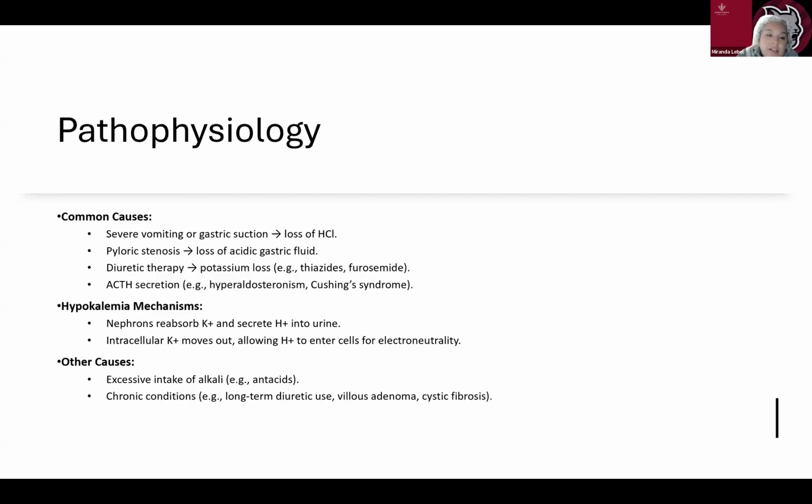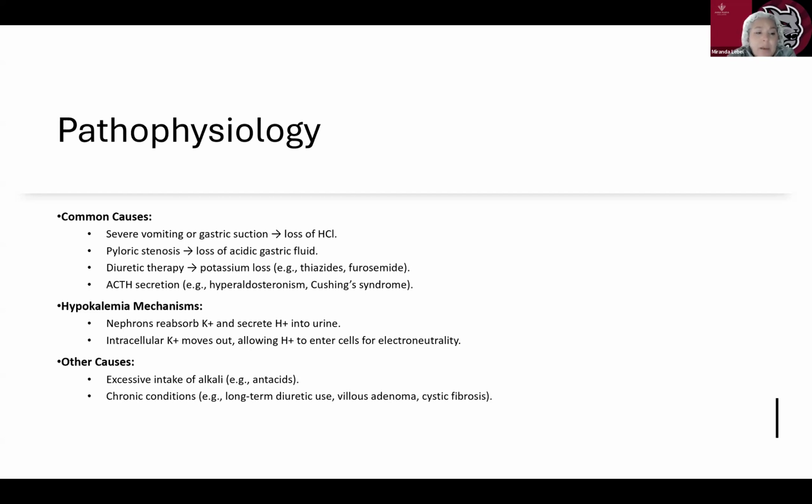So, a common cause here is going to be severe vomiting or gastric suction. When you measure the gastric contents of a patient who is intubated and sedated, you need to put those gastric contents back in because you don't want to disturb that hydrochloric acid. A pyloric stenosis can cause this with a loss of acidic gastric fluid. Diuretic therapy, we could lose too much potassium, so thiazides and furosemide. And then ACTH secretion with hyperaldosteronism or Cushing's syndrome.